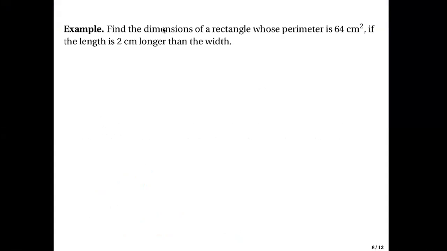So here, find the dimensions of a rectangle whose perimeter is 64 centimeters if the length is 2 centimeters longer than the width. Wait, why is there a square here? There should be no square here, so forgive me about that. For perimeter, we only have distance, not distance squared. Okay.